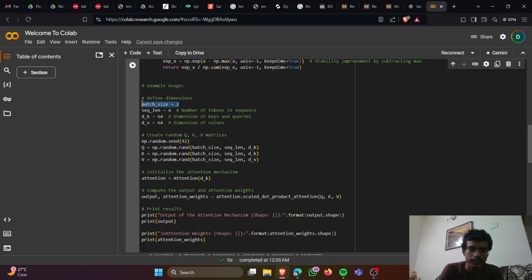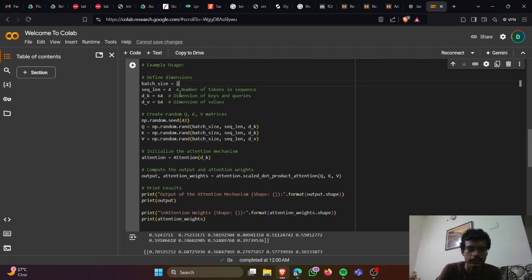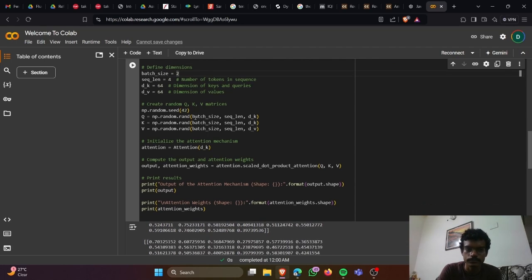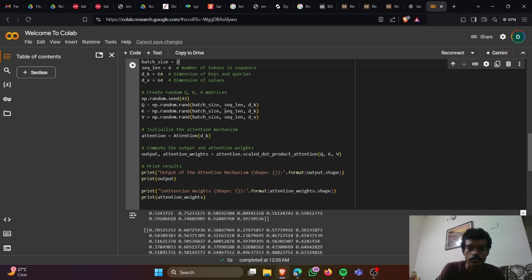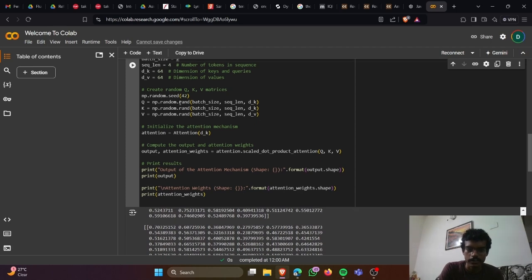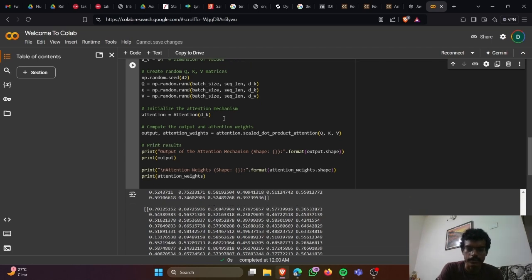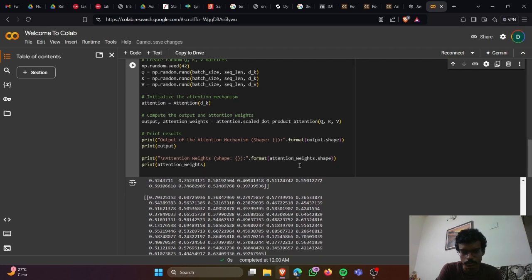Batch size means how many inputs it can process at once. We are using a GPU, so it can process in parallel. This results in faster computation. Then this is the sequence length. It is the number of tokens in the sequence. Then here are the vectors Q, K, and V. At first they are generated randomly, but you can use backpropagation to improve their values, to update them. So yes, that's all.